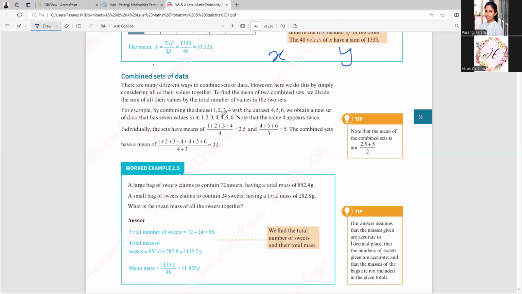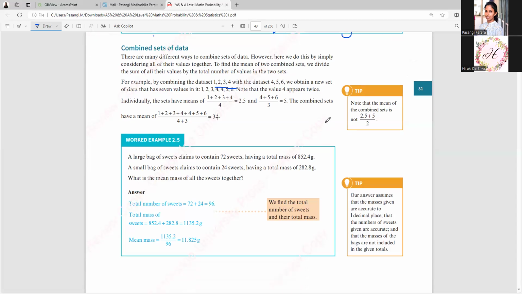For the first data set we have 1, 2, 3, 4. We need to add those 4 and divide by 4. For the second data set we have 4, 5, 6. So 4 plus 5 plus 6 should be divided by 3. That means 5. Then the combined sets have a mean of this value.